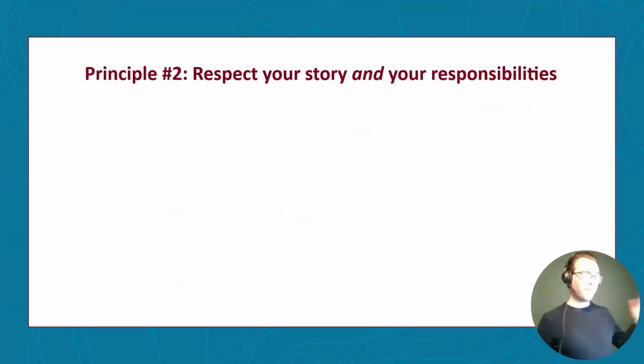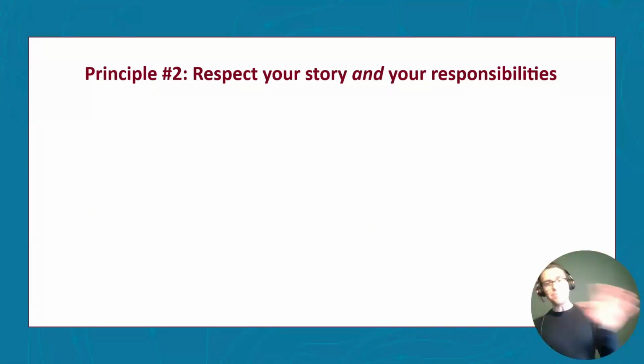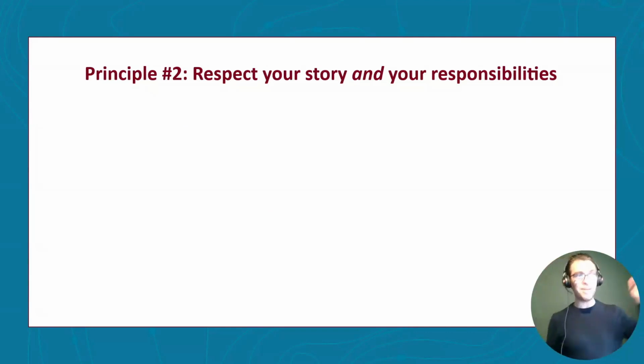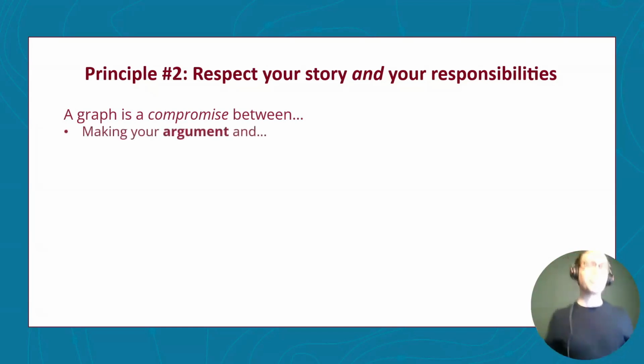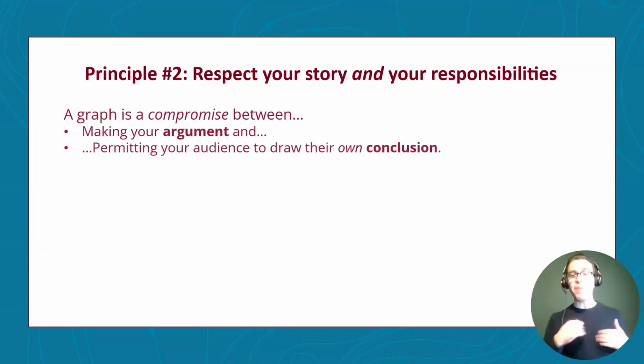Though I feel like I have plenty more I could say about principle number one, let's move on to principle number two, which is perhaps the meatiest one on the list. It says that we must respect both our story and our responsibilities as graph designers with our graphs. This principle acknowledges that every single graph we make is a trade-off. On the one hand, we want each graph we make to contribute to the argument that we're making. On the other hand, we must let our audience interpret our data freely and reach their own conclusions because that's at the essence of science.